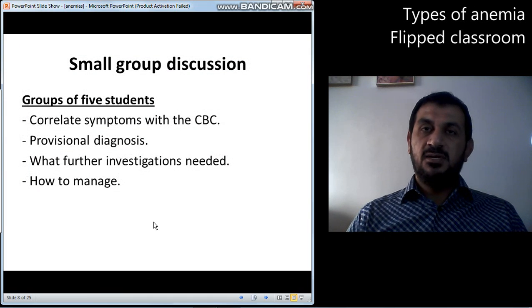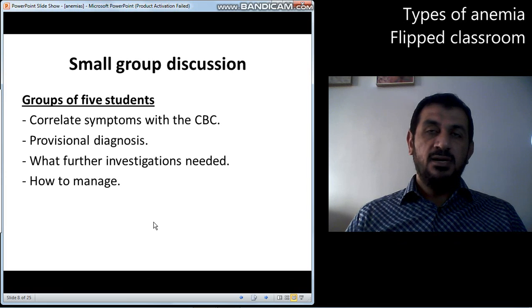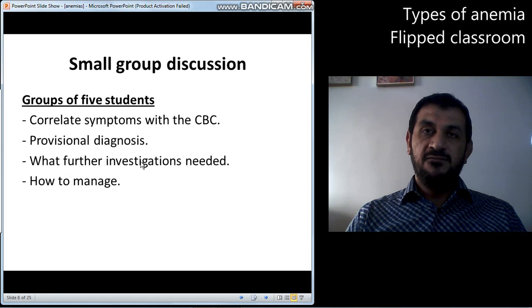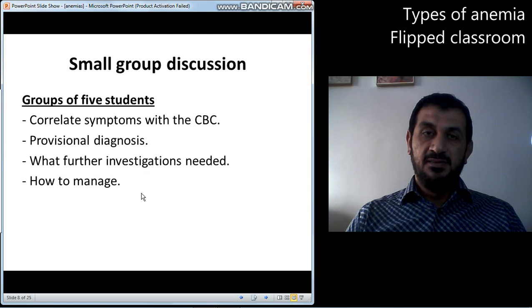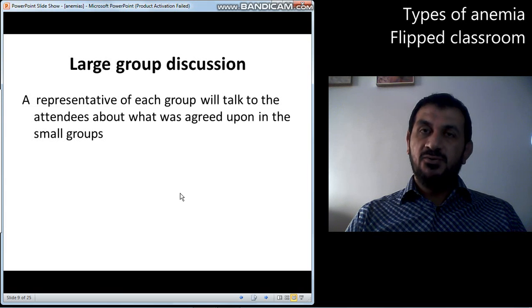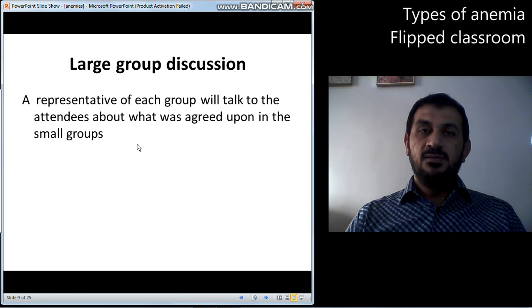Now, we are going to start small group discussion. You will be divided into small groups of 5 students. Each group will perform the following tasks: correlate symptoms with the CBC, give a provisional diagnosis, and what are the further investigations needed to reach a final diagnosis and a plan to manage this case. Now we will return to the large group. We need a representative of each small group to discuss what was agreed upon in the small group.